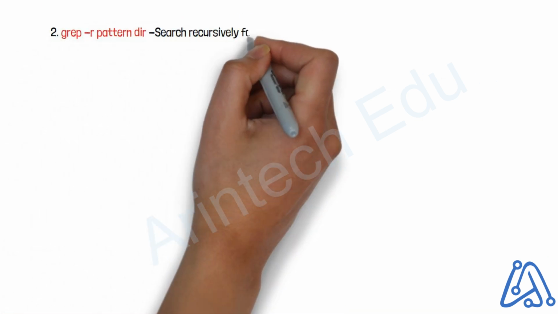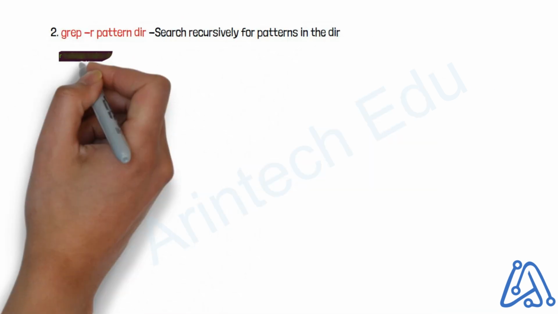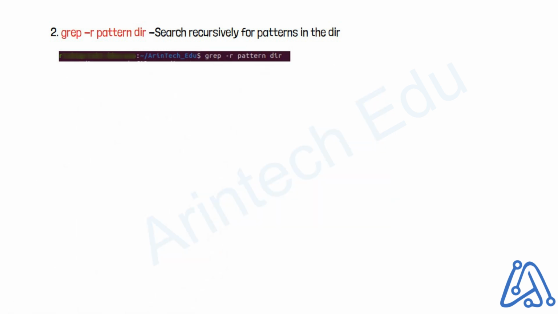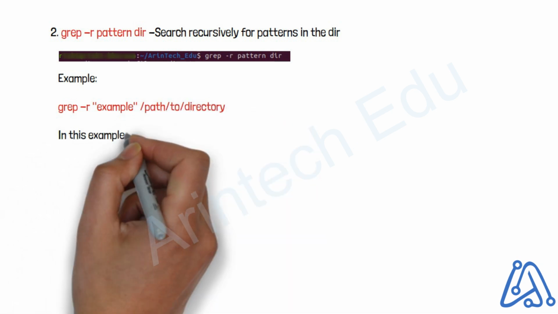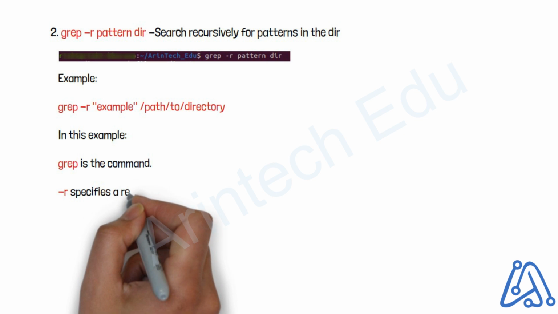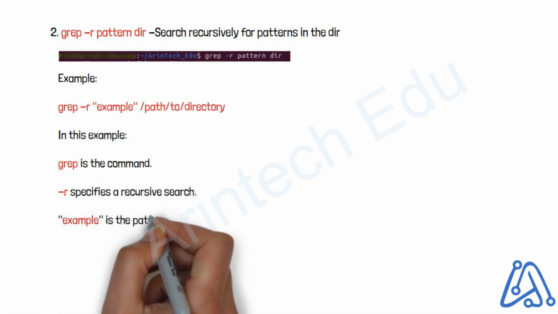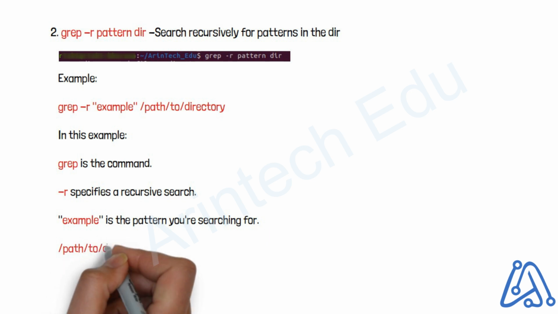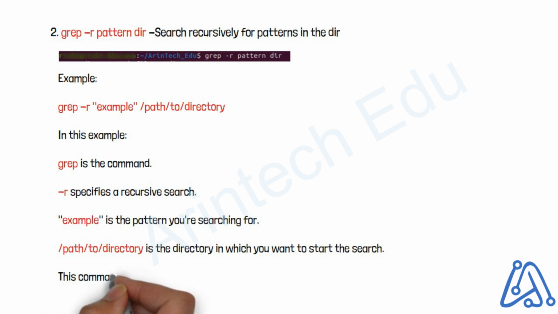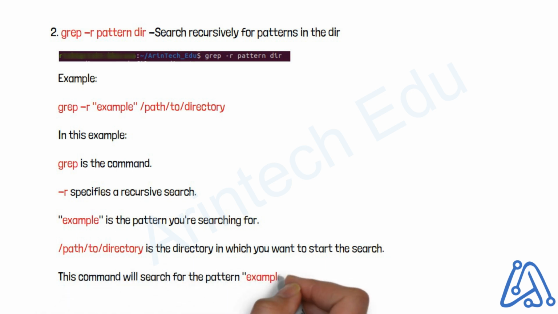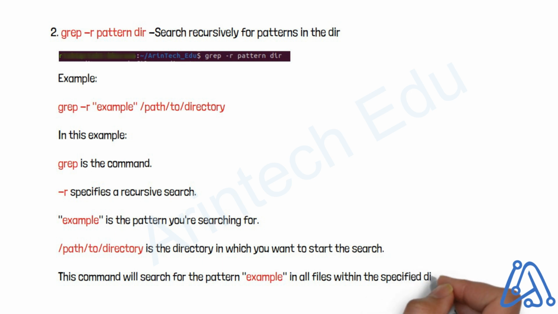2. grep -r pattern dir. Search recursively for patterns in the dir. Example: grep -r example /path/to/directory. In this example, grep is the command. -r specifies a recursive search. Example is the pattern you're searching for. /path/to/directory is the directory in which you want to start the search. This command will search for the pattern example in all files within the specified directory and its subdirectories.